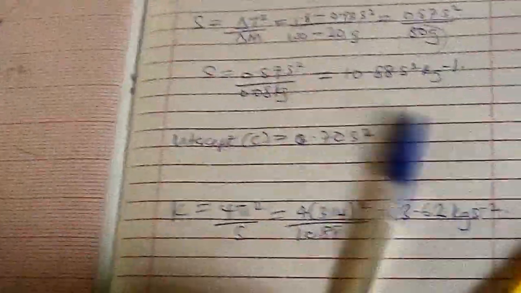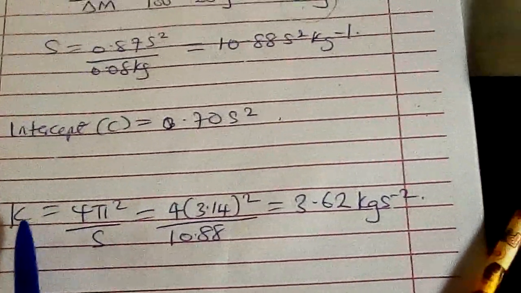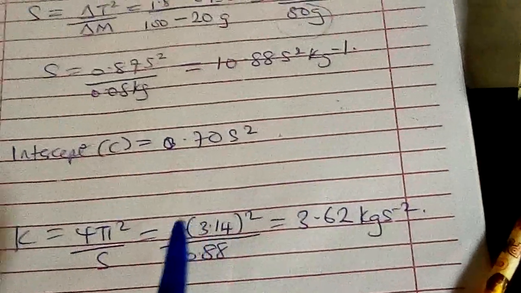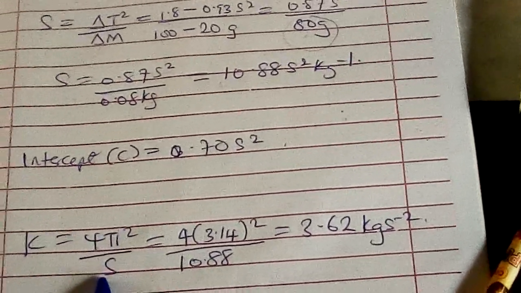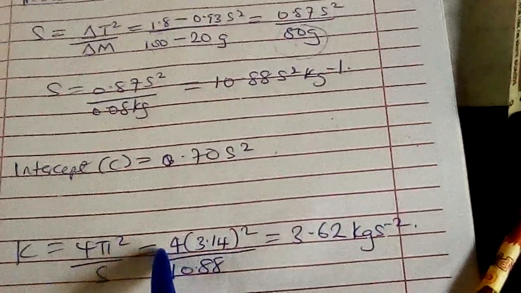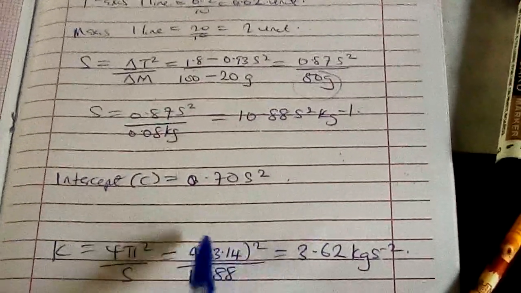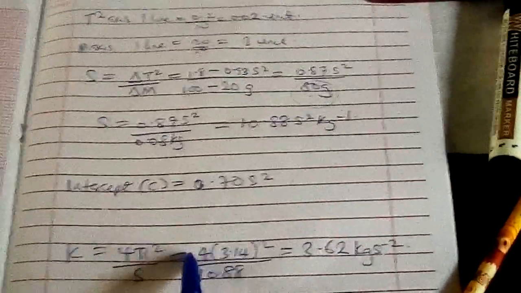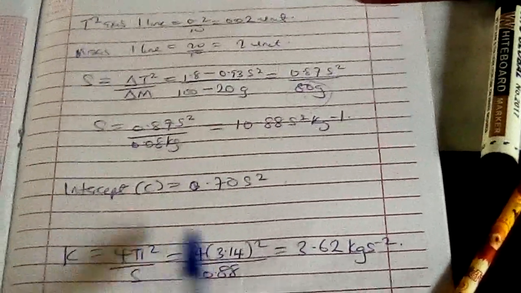Then assume we are asked to find this expression. Sometimes they give an expression to evaluate, k equal to 4 pi squared over s, where s is the slope of the graph. We'll now use the pi value. If you're given pi as 3.14, use it. If they give pi as 22 over 7, use 22 over 7 in place of pi. Whatever they give you on the paper, you use it as your pi. You substitute pi with this value, square it, all over the slope, and then evaluate this.